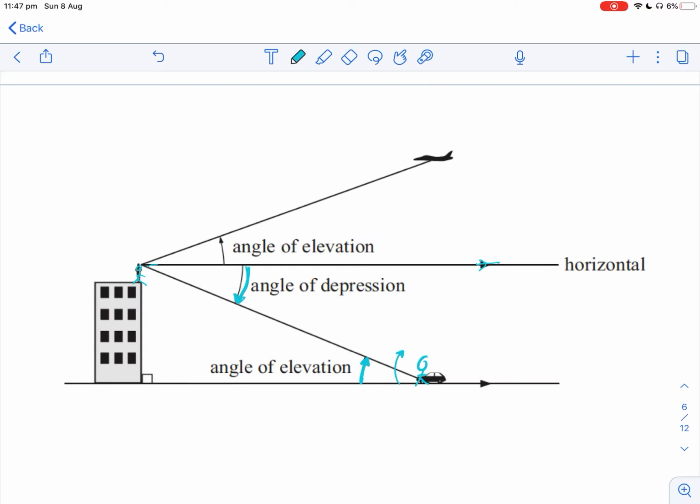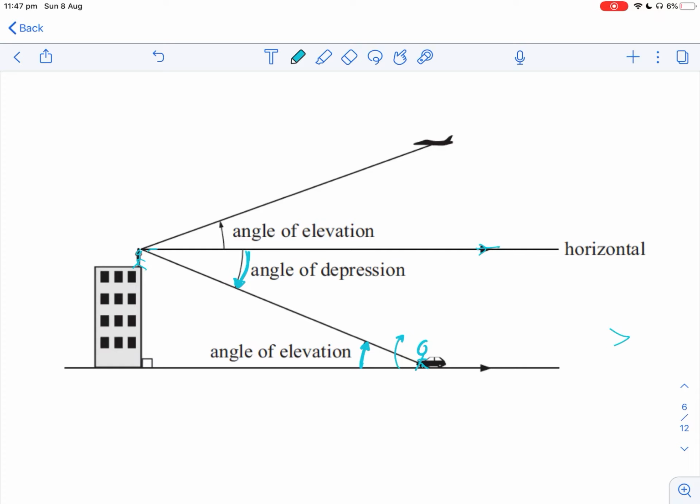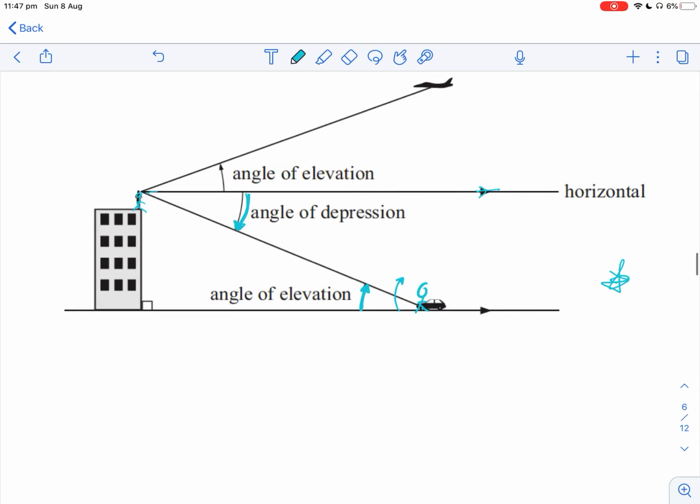So this is really important for your problem solving type questions, especially if it just gives you a written description. So yeah, that might be a useful thing to have on your cheat sheet as well.